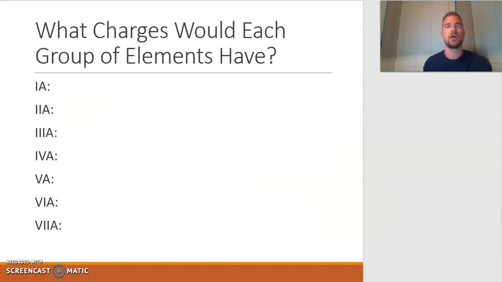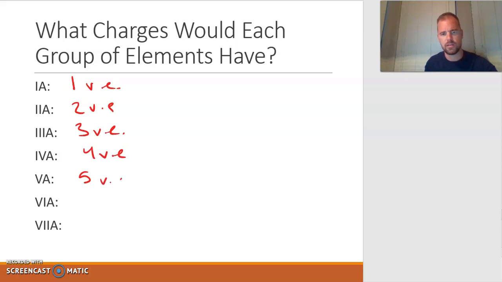So knowing that, let's figure out what charges each group of elements would have. As a reminder, we can figure out how many valence electrons there are from what group it's in. So 1A has 1 valence electron, then 2 valence electrons, 3, 4, 5, 6, and 7. So, group 1A elements would like to give up 1 electron, right? That's easier than gaining 7. So if they gave up 1 electron, that's going to result in a +1 charge.